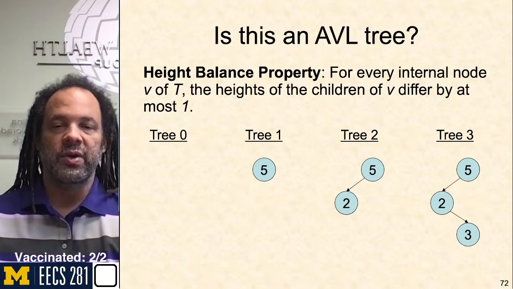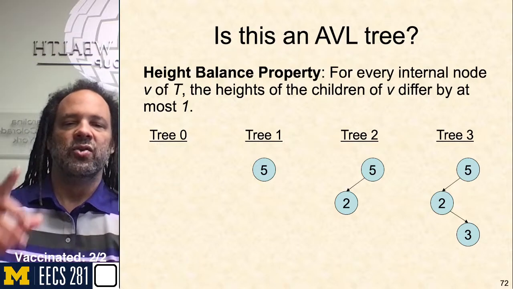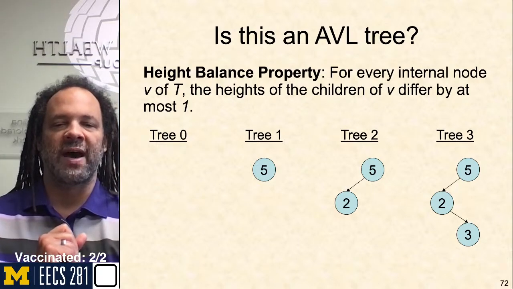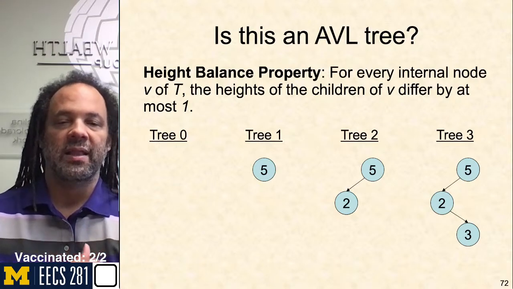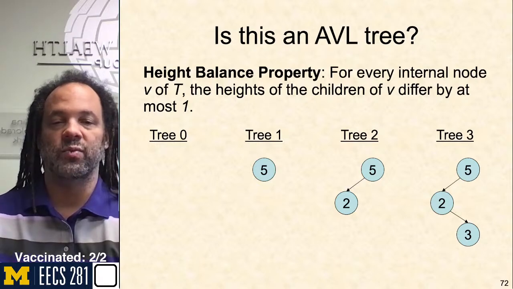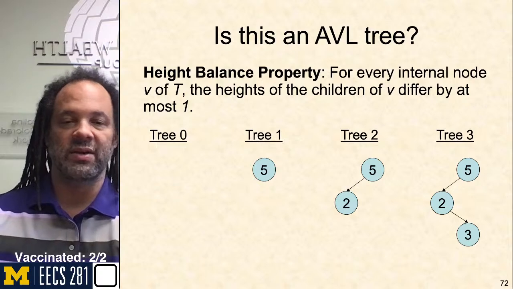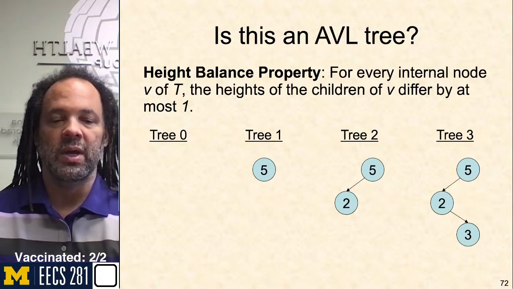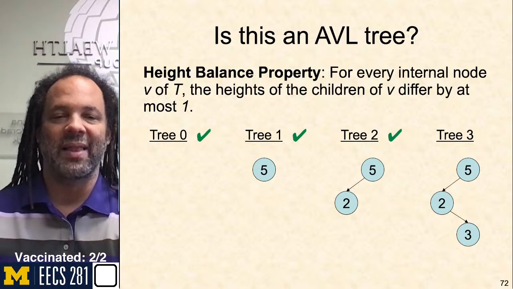So here in tree 1, I've got no internal nodes again. It must be balanced. Tree 2 has an internal node. 5 has a left child, but has no right child. Since that left child is a leaf node, I can say that the height of that left child of 5 is 1. The height of the empty right subtree of 5 is 0. So 1 and 0 differ by only 1. So that then is balanced.